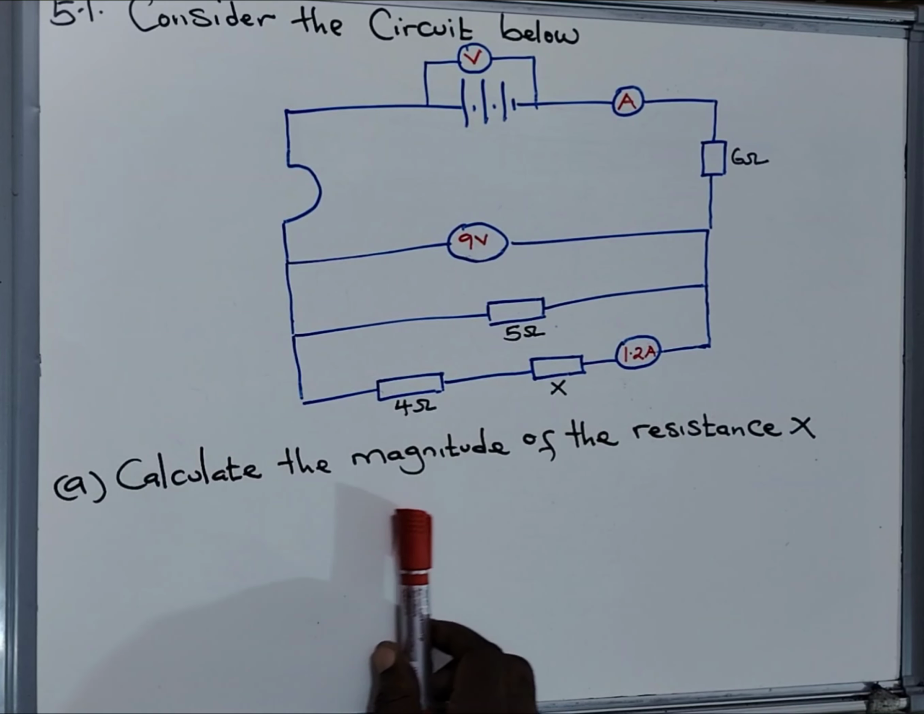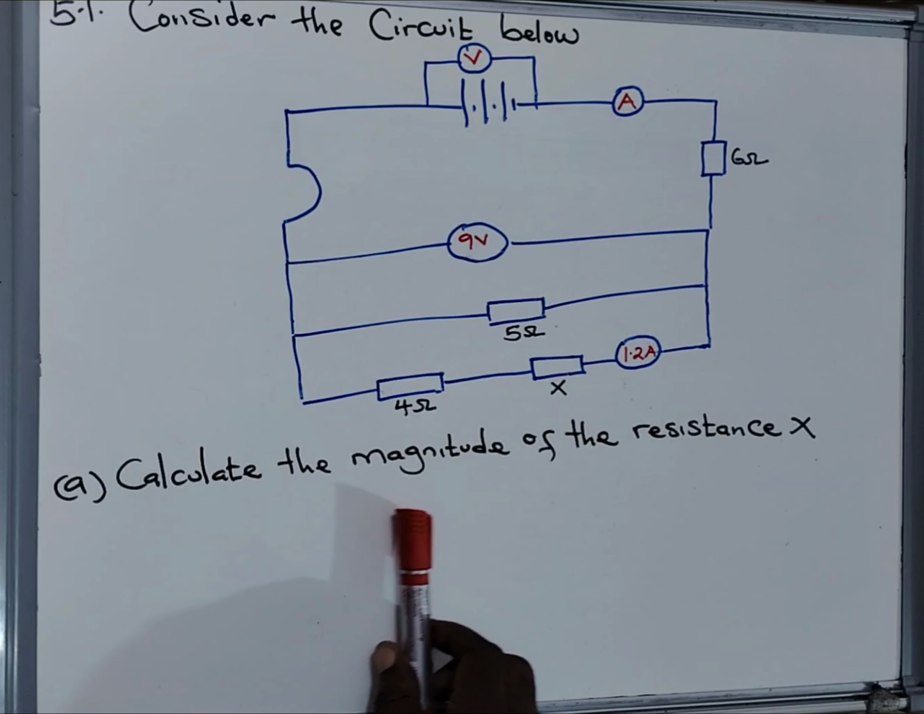Okay, this is the starting point. When you look at the 9 volts, the PD is across what? This PD is across 5. So the PD across the 5 ohm is 9 volts. And this PD is across both these resistors. So the PD across both the 4 ohm and X is 9 volts.